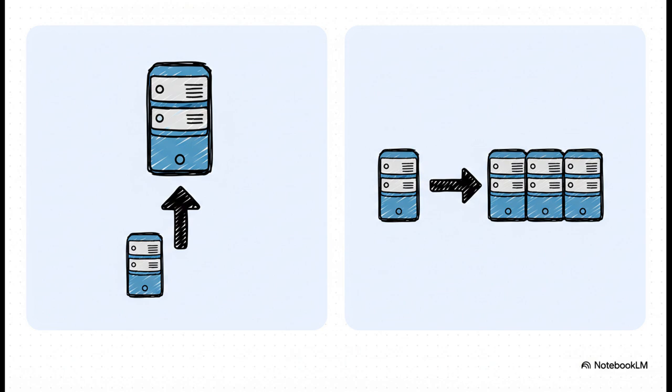Horizontal scaling, or scaling out, is like adding more filing cabinets. You distribute your data across many servers. It's more complex to manage, for sure, but it can scale almost infinitely.